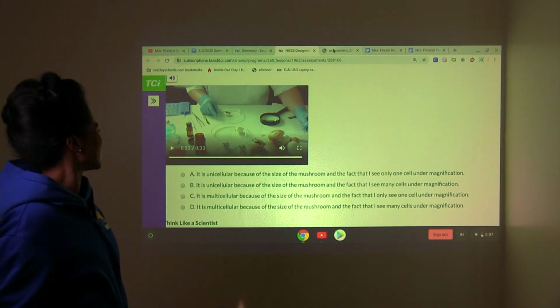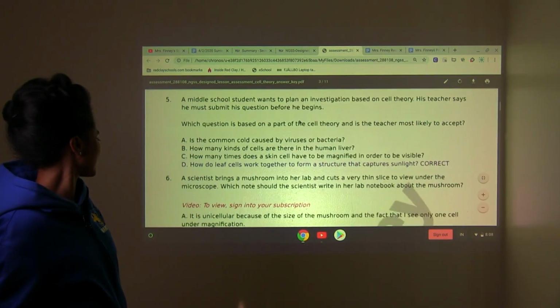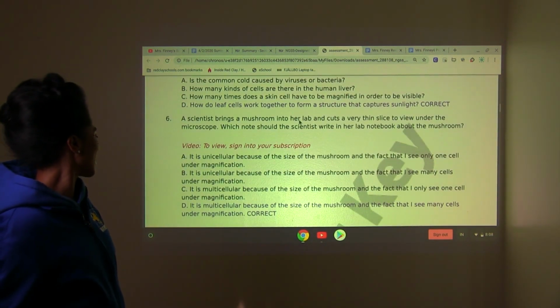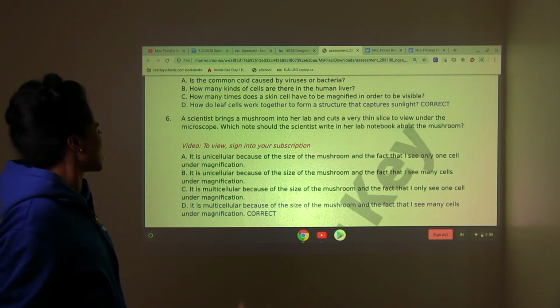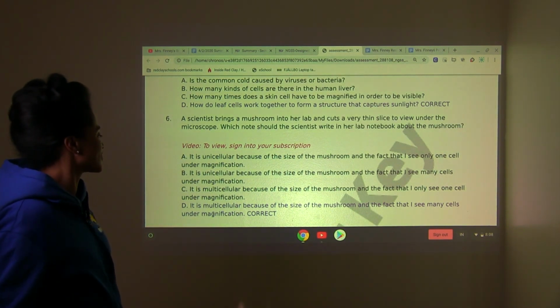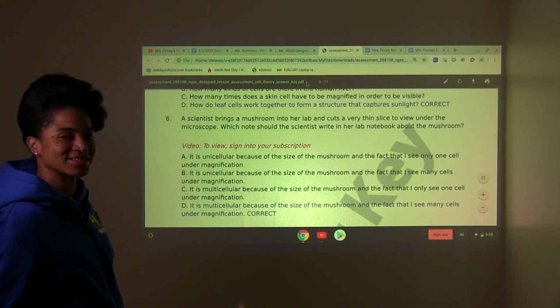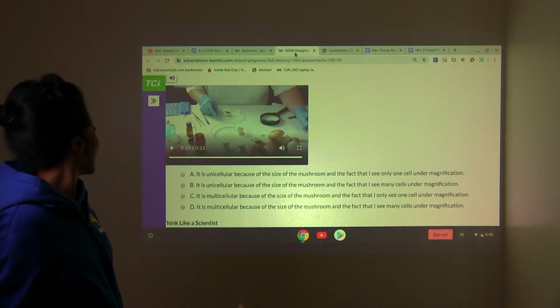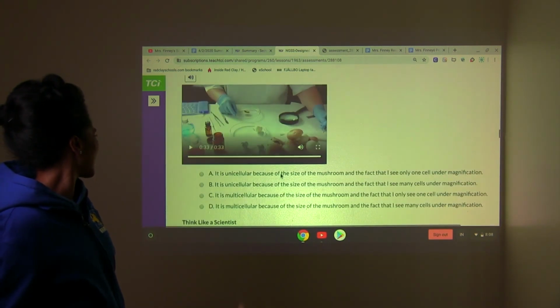All right, let's take a look here. Final answer, D. It is multicellular because of the size of the mushroom and the fact that I see many cells under magnification. Nice work, good job. All right.